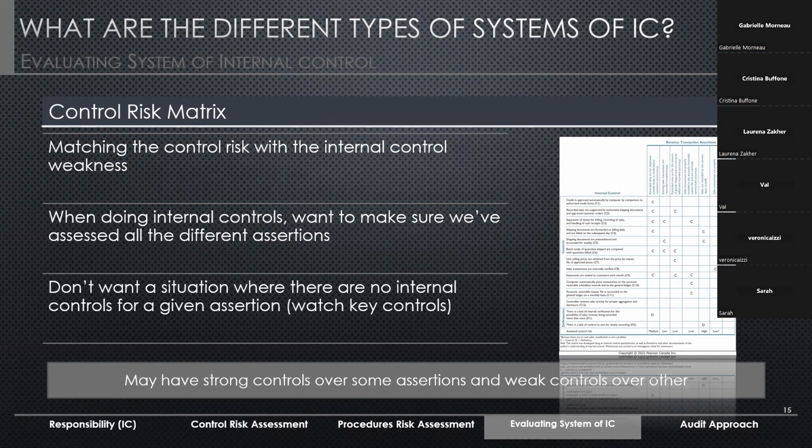And at the end, you may have strong controls over some assertions and weak controls over others. Your plan might be, well, I think this place has more risk, so we're going to be putting more controls in this risk. Okay.